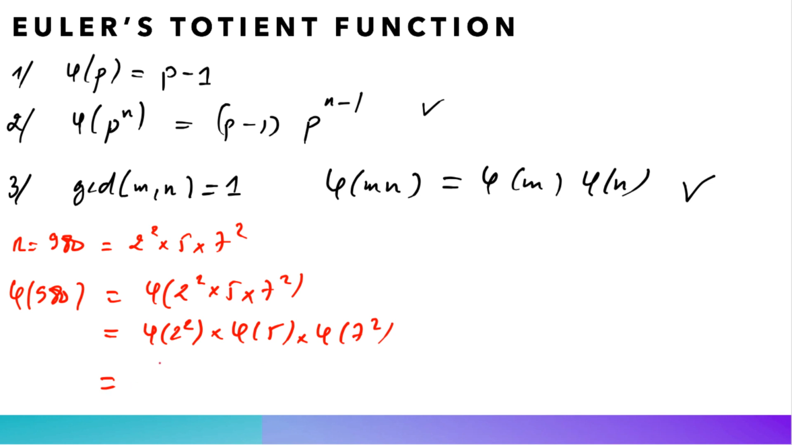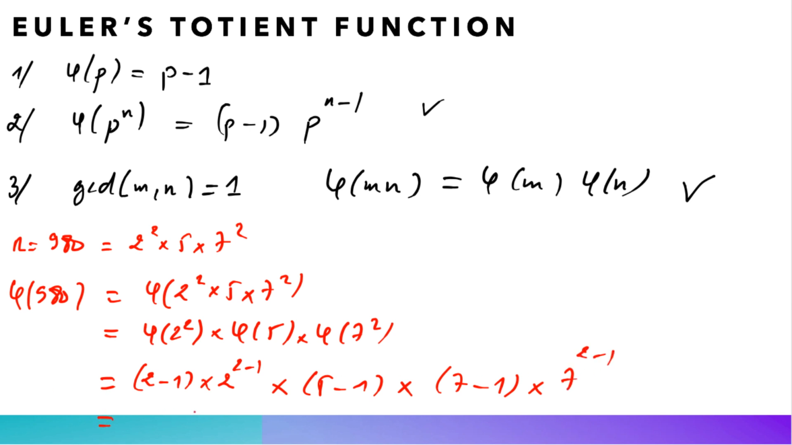So from here to compute phi of 2 squared, we use our second proposition, and it says that it is equal to 2 minus 1 times 2 to the 2 minus 1. Phi of 5 is equal to p minus 1 because 5 is a prime number, so this is equal to 5 minus 1, and phi of 7 squared is equal to 7 minus 1 all times 7 to the 2 minus 1, and we get from here that this is equal to 2 times 4 times 6 times 7, which is equal to 336. Bingo!